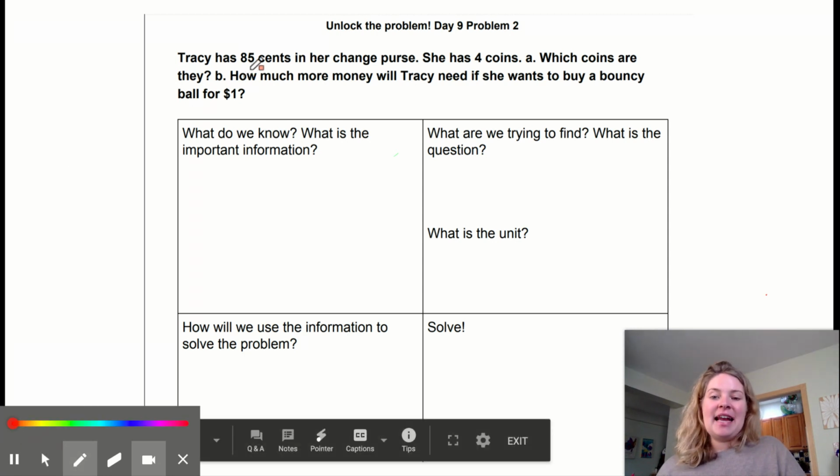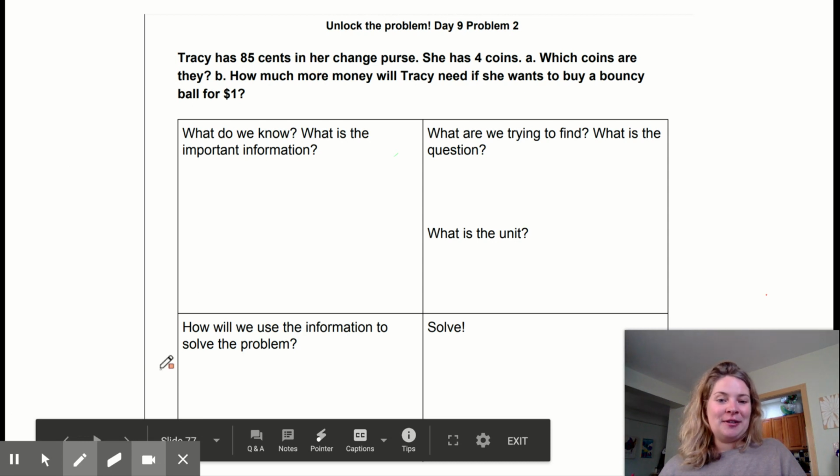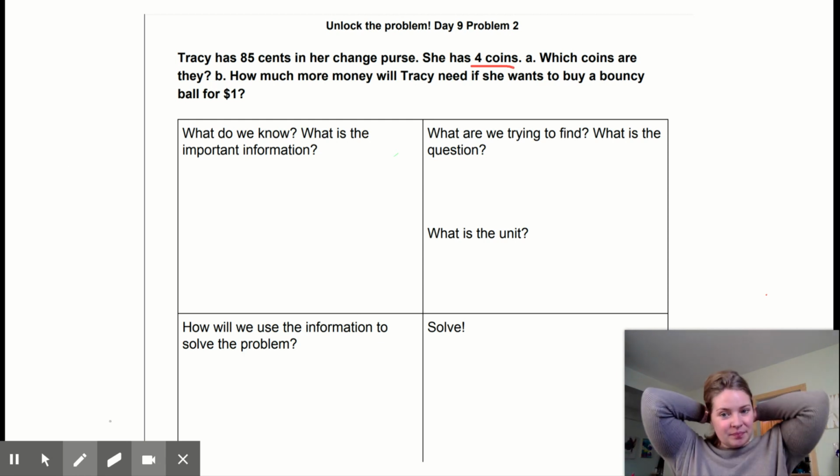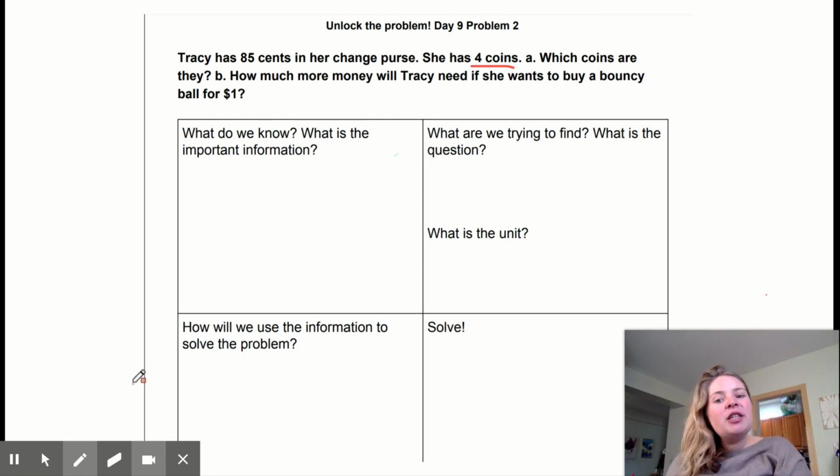Tracy has 85 cents in her change purse. She has 4 coins. Which coins are they? And how much more money will Tracy need if she wants to buy a bouncy ball for $1?